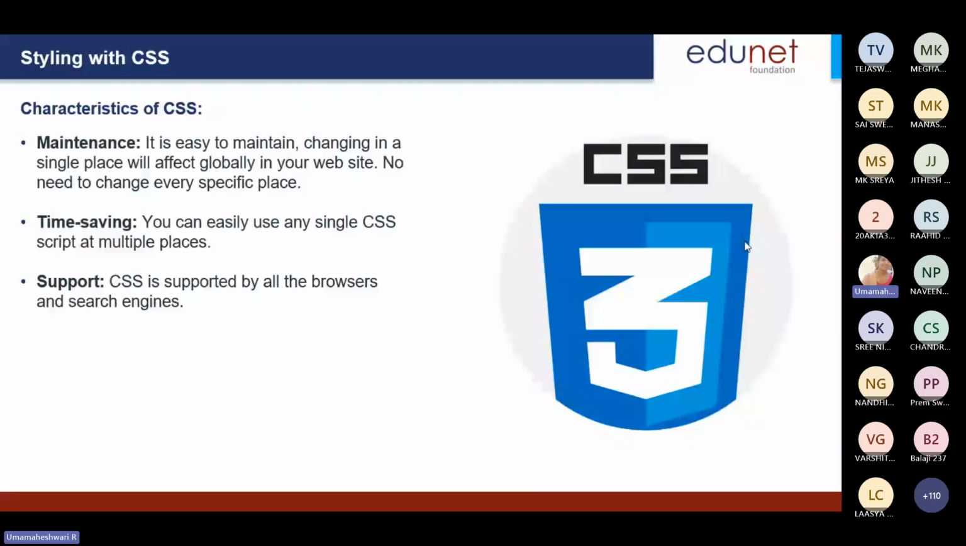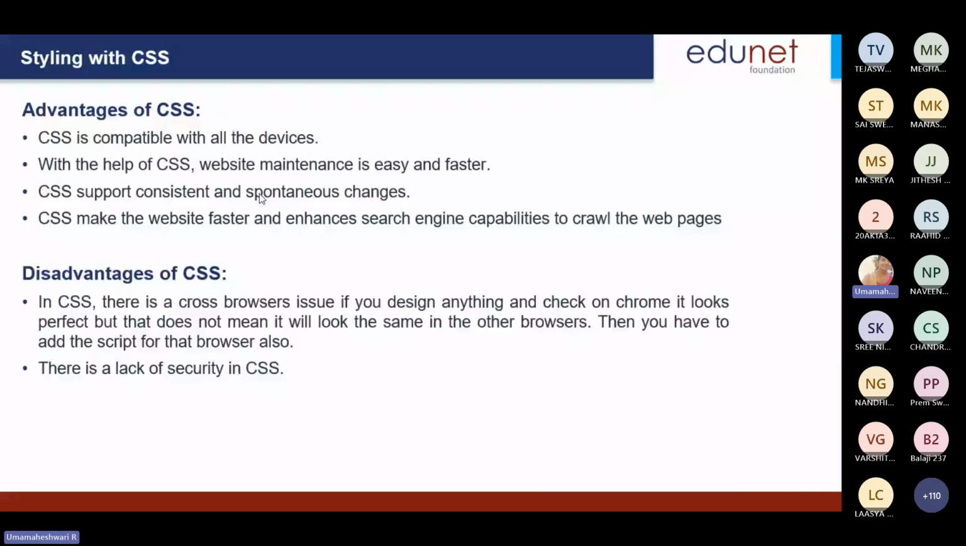So what are the characteristics of CSS? Maintenance: it is easy to maintain. Changing a single place will affect your whole website globally, so there is no need to change every specific place. The maintenance will be very easy and time saving. And support: CSS is supported by all the browsers and search engines. Then the advantages and disadvantages of CSS.